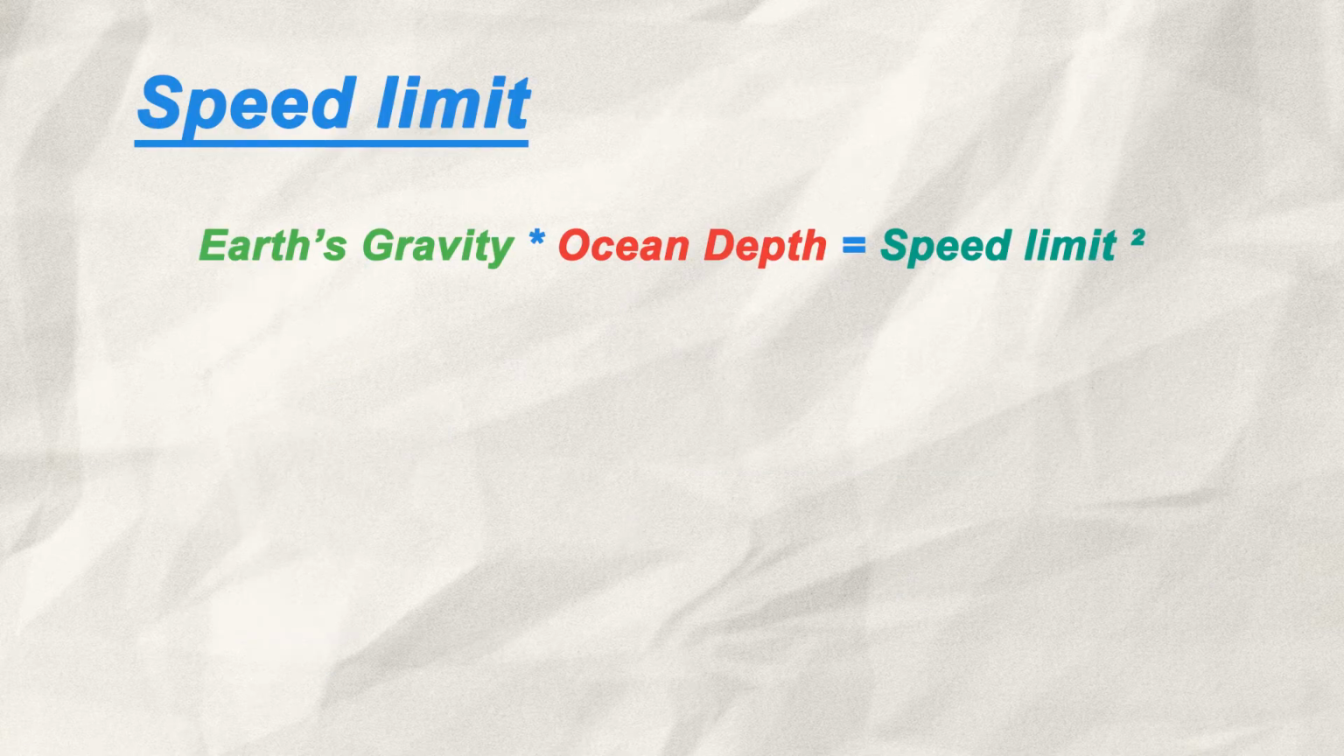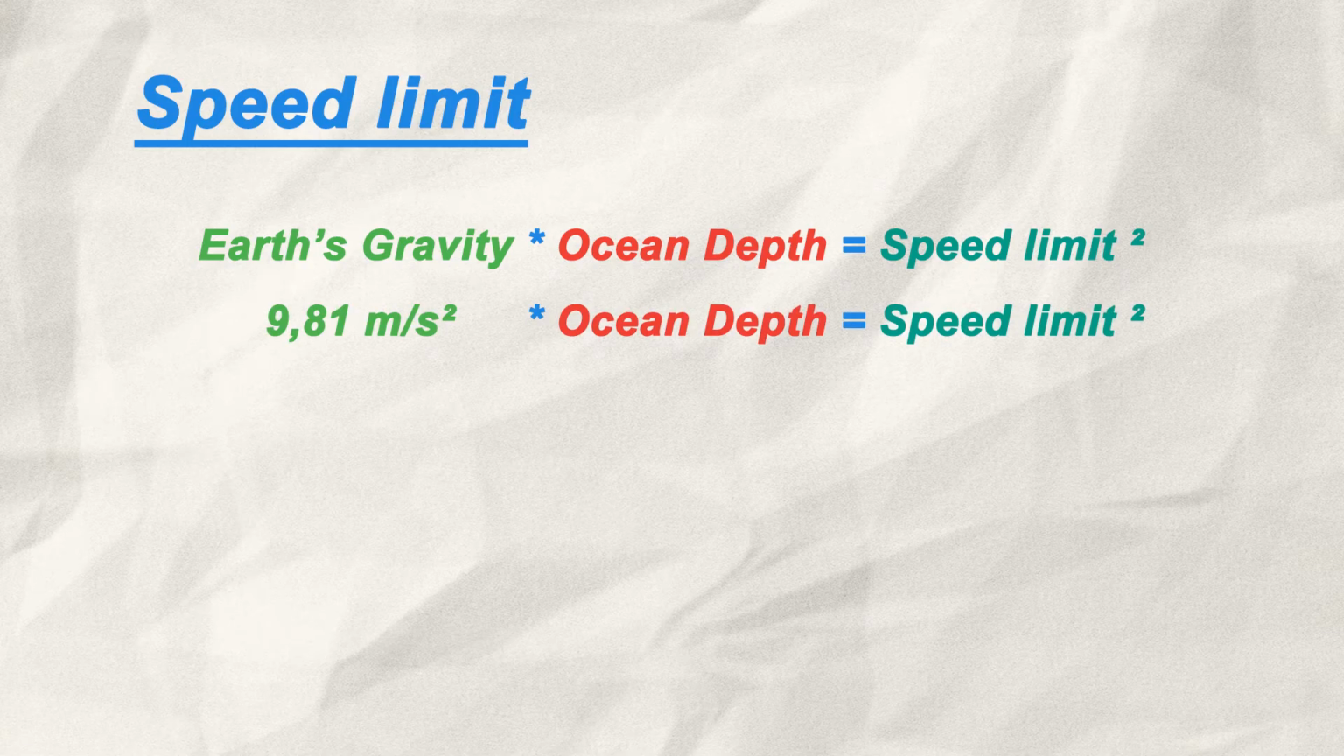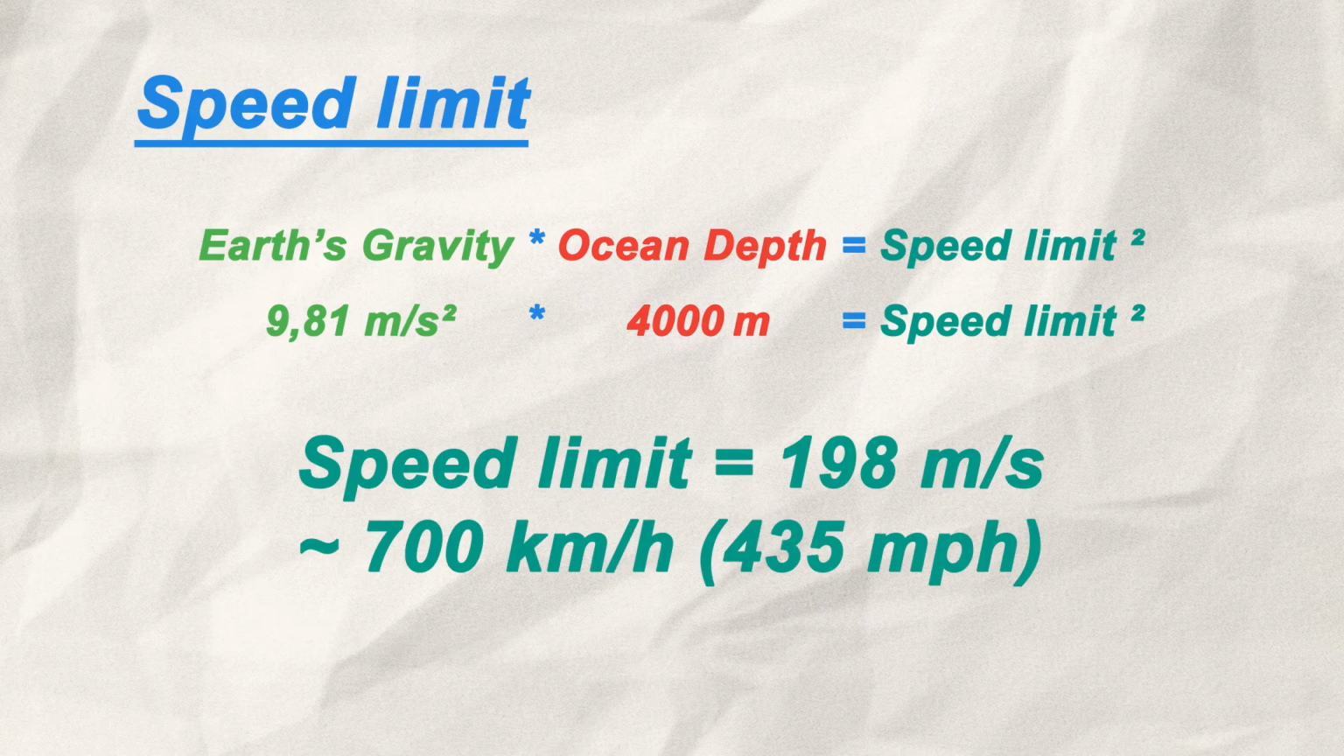The shallow water equation is Earth's gravity times ocean depth equals speed limit squared. Earth's gravity is 9.8 meters per second squared, and the average ocean is about 4,000 meters deep. This results in a total speed limit of 198 meters per second or around 700 kilometers per hour.